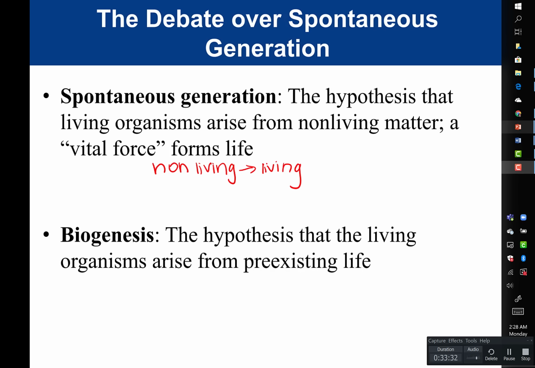Biogenesis, on the other hand, is the hypothesis that living organisms arise from pre-existing life. So in this case, life gives rise to life. Life only comes from other pre-existing life. So life begets life. So this was the theory of biogenesis. Now, there was a debate for a period of time. Some scientists believed in spontaneous generation. Others believed in biogenesis. And so we're going to talk about several experiments that were done to see if biogenesis is the way or spontaneous generation is the way.